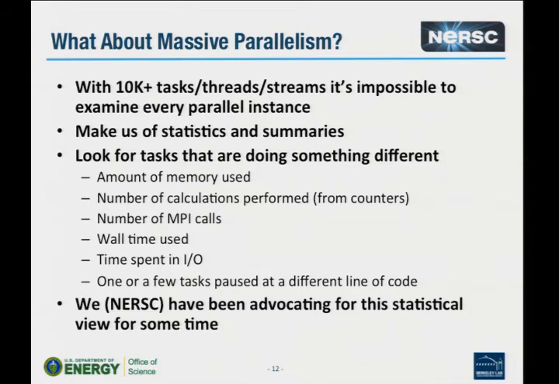and look for tasks that are doing things different from all the other tasks. It might be that, if you're able to look, you can see that some tasks are using more memory than other tasks. Well, you wrote the program, does that make sense? If it doesn't make sense, you probably have a problem there. Same thing with the number of calculations performed by each task. Maybe just something as simple as the number of MPI calls. If you think every task is doing exactly the same thing, and you can look at some statistics that tell you that every task was not doing the same thing, that there was some variation in the number of MPI sends, then you know something's wrong.